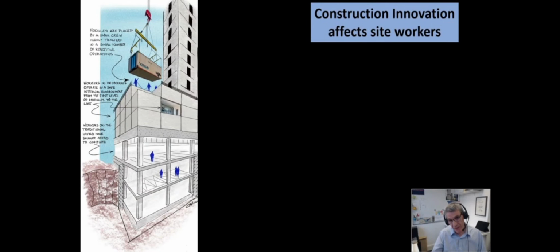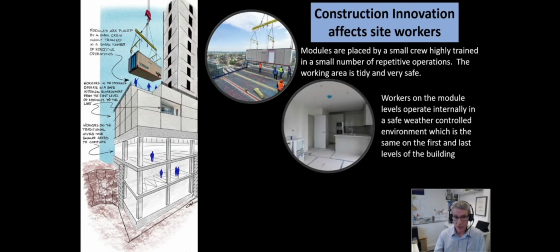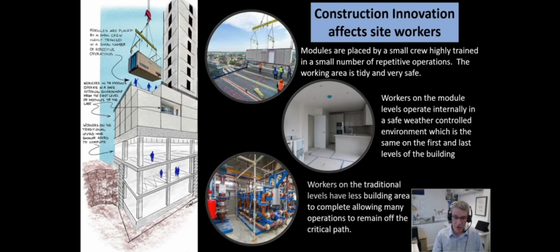Modular construction has a significant effect on site workers. On the top of the building, you have a small crew of highly trained workers doing very repetitive operations. The working area is very tidy and very safe. Once you come below that level, every worker works in the same conditions, whether it's on the ground floor or the 50th floor. They're all internal in a weather-controlled environment, which is the same on the first and last levels of the buildings. Even the workers on the traditional levels, because the majority of the building is done through modules, the traditional elements come off the critical path in a lot of cases, and so the work is not under as much pressure.